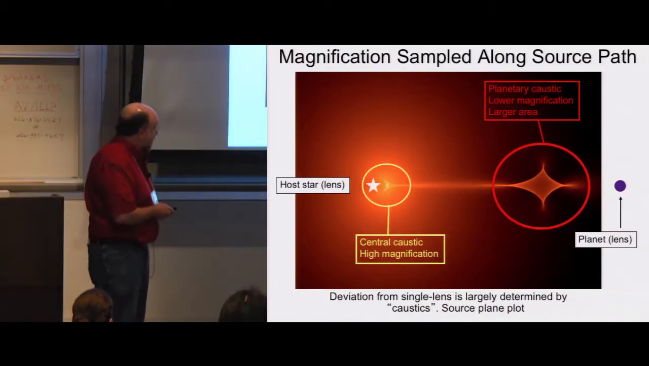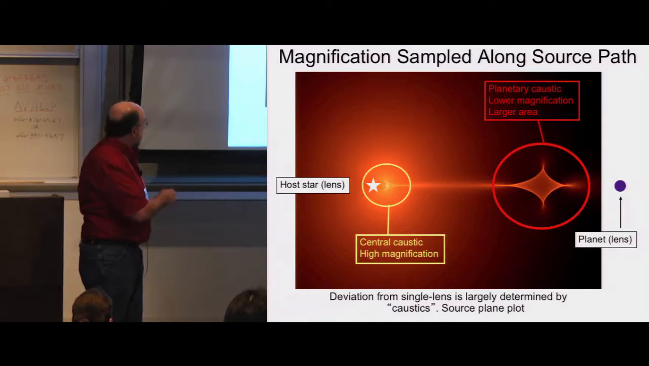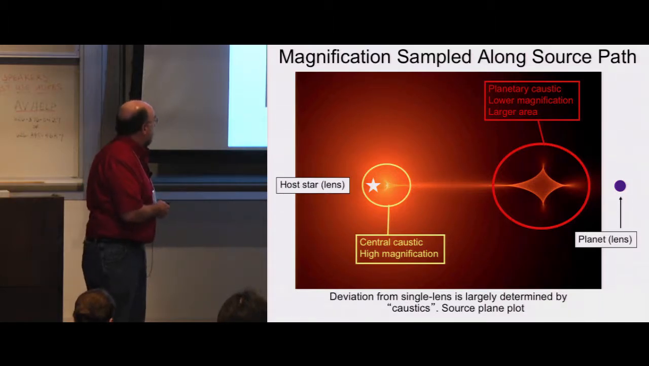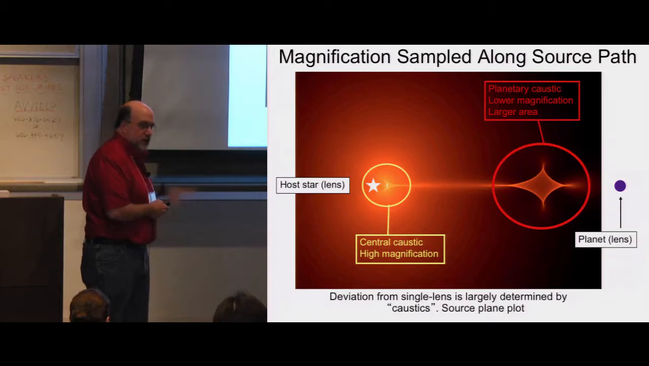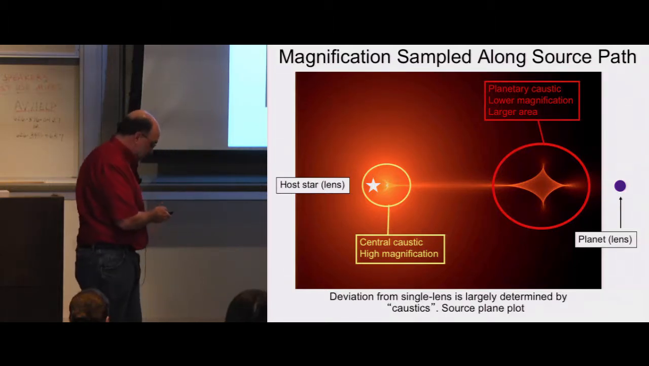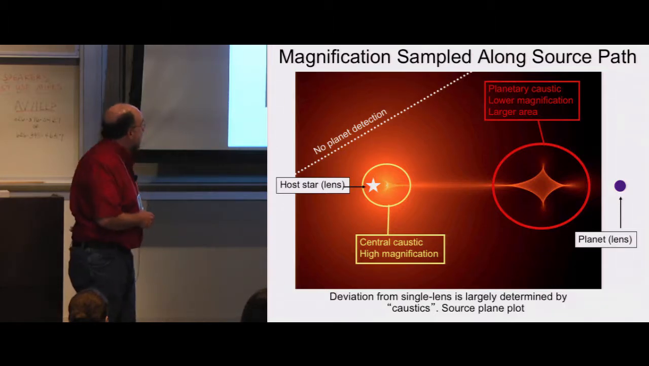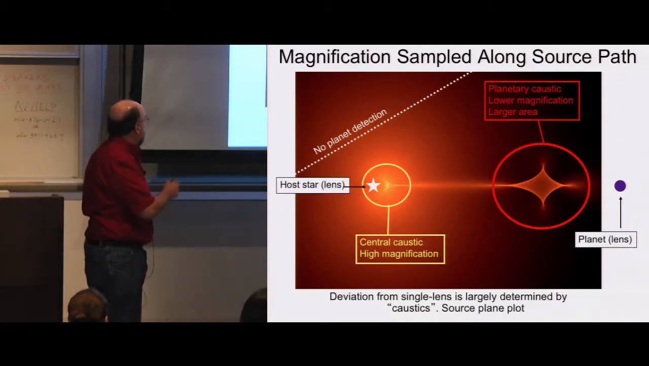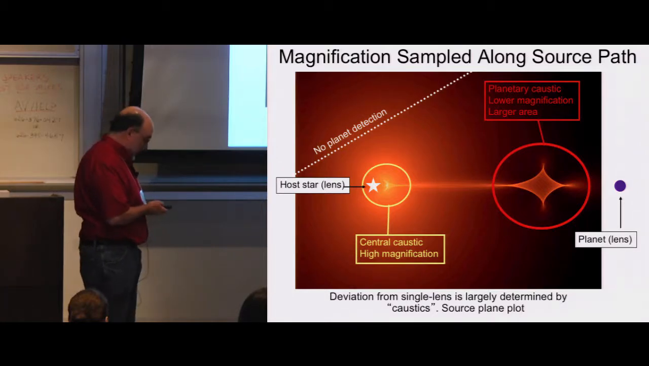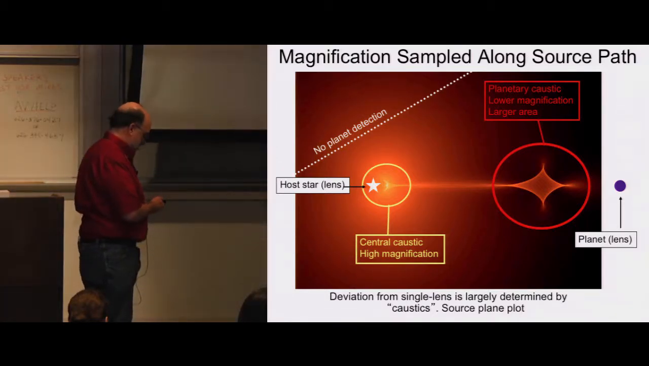Okay, so this is a magnification pattern, a magnification map, for an event with a fairly massive planet. But of course, we're not measuring magnification maps. We're just looking at the case where a single source crosses the magnification pattern, and so this happens a lot. Oftentimes.